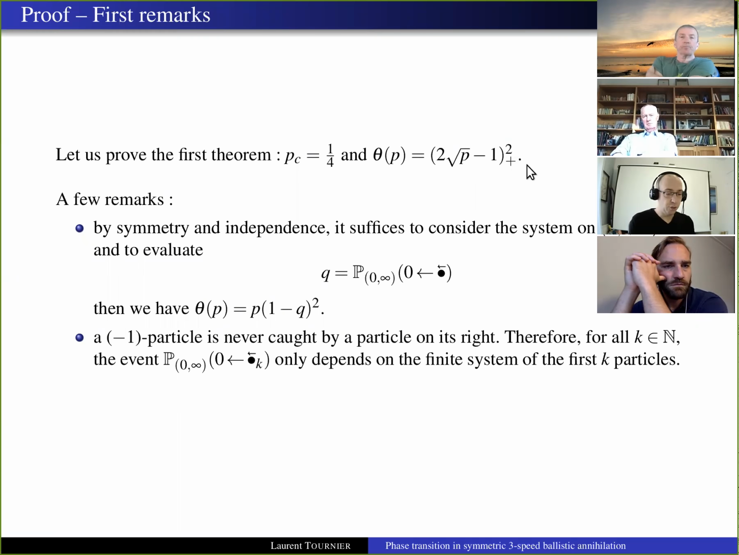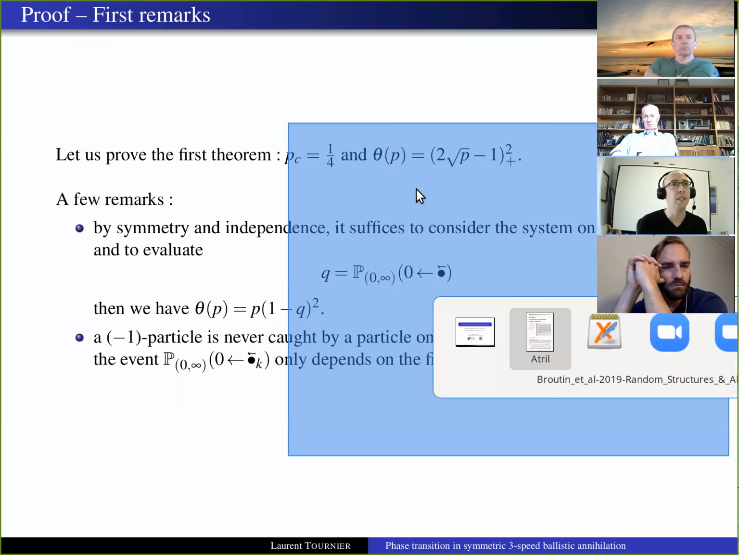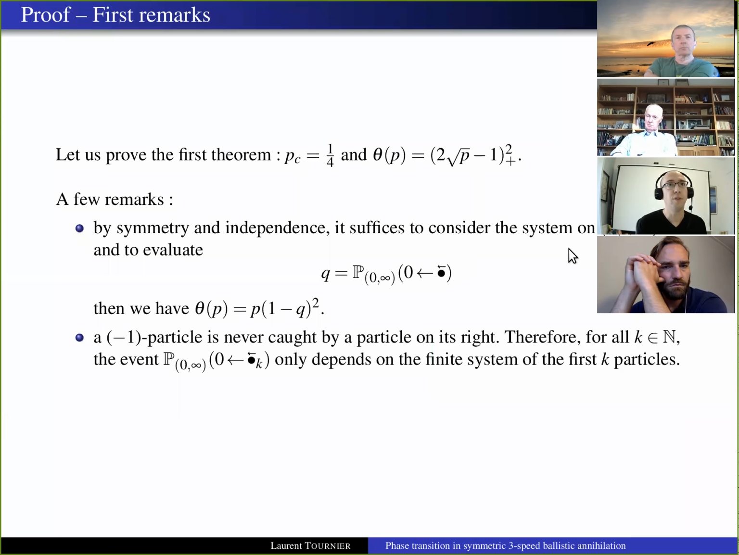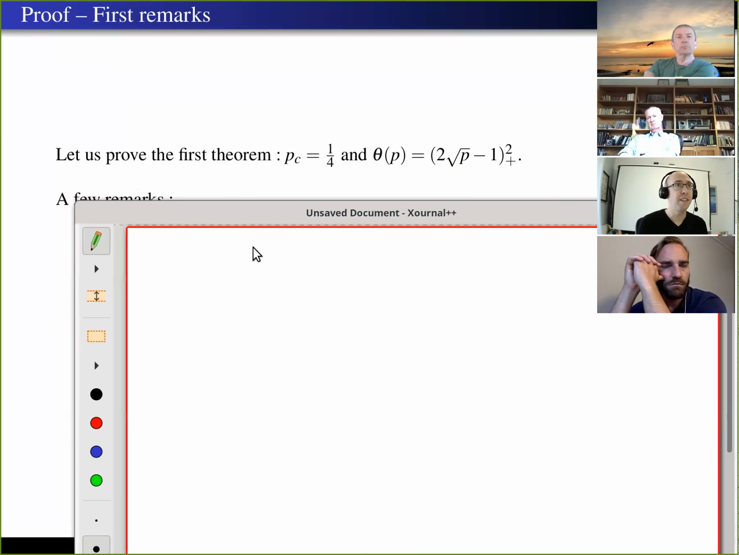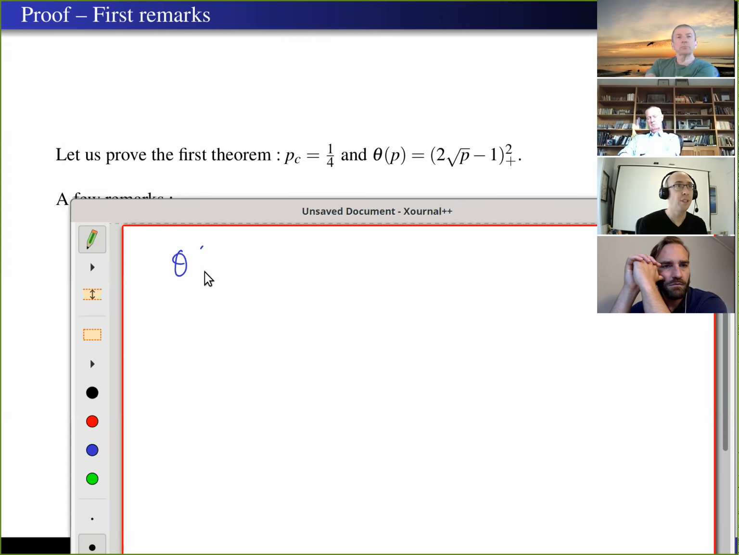Let's start with a few remarks. First, I can make a small drawing here. I'm interested in theta of p, which I repeat is the probability that the particle at 0 survives.